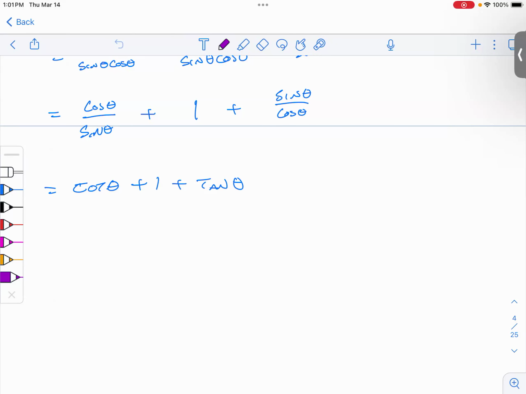All right, but as for today, continuing through our more identity stuff, basically. All right, double angles and half angles.